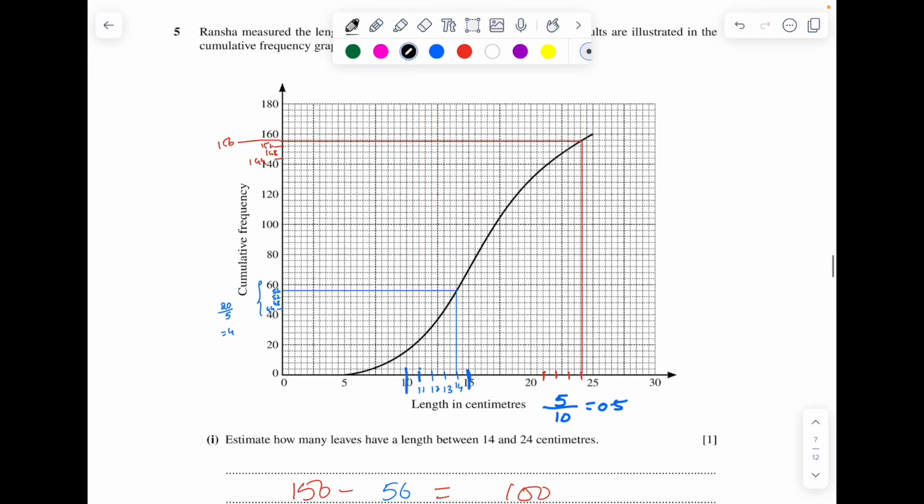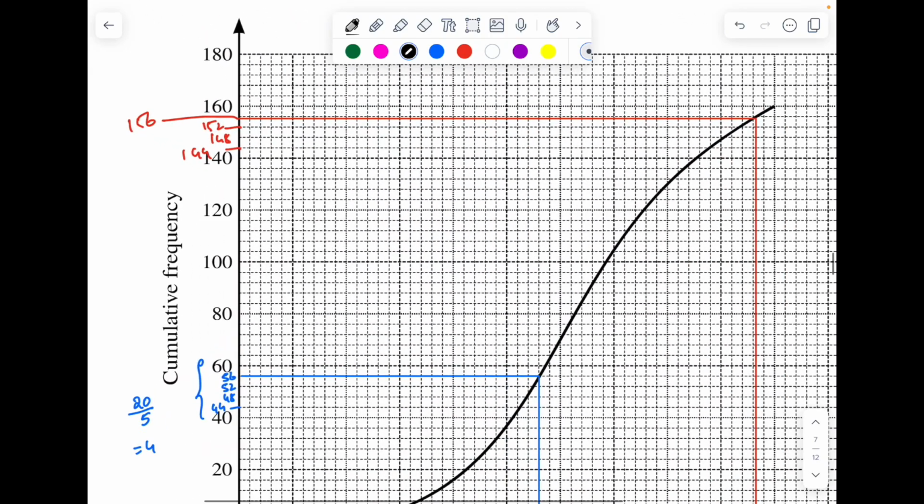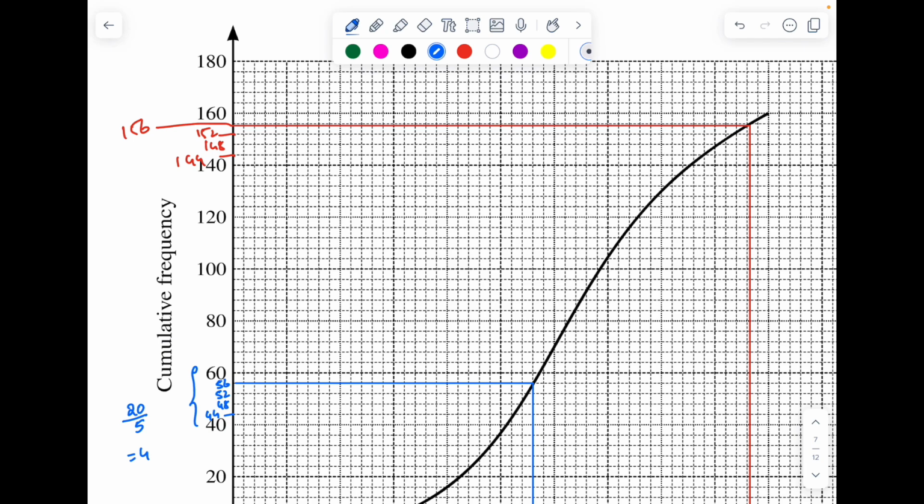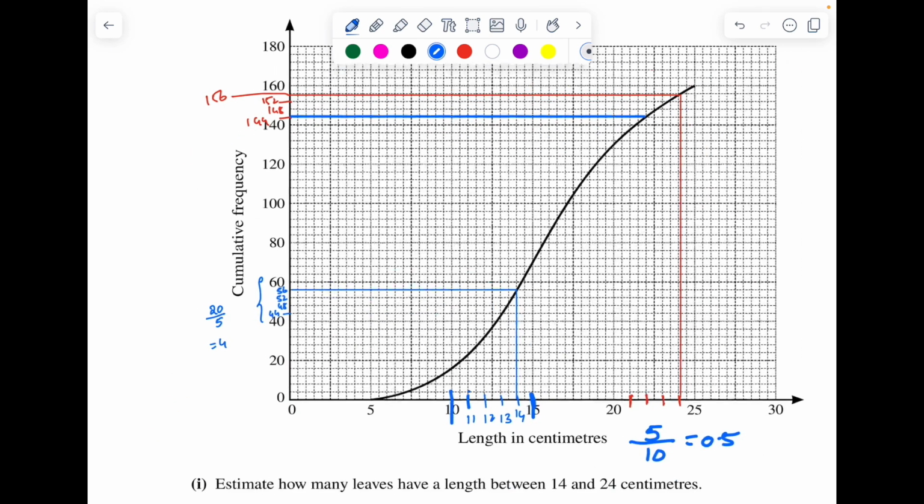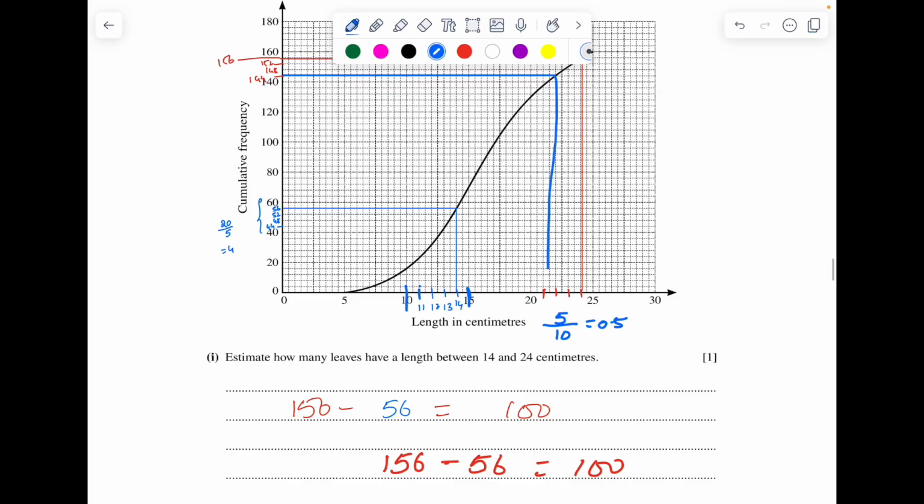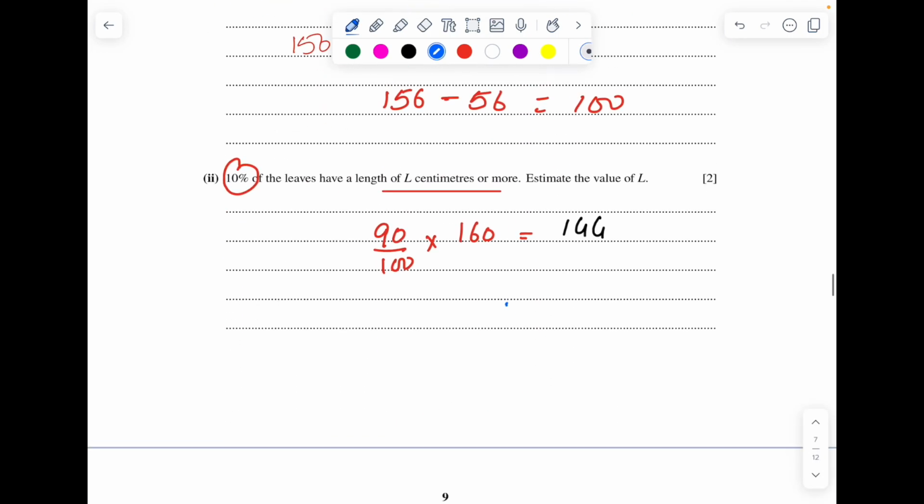Now 144. From 144, draw the line. 144, I am drawing the line and hitting the graph and bringing it down. So we can see that it is 22. So 22 centimeters is going to be the answer.